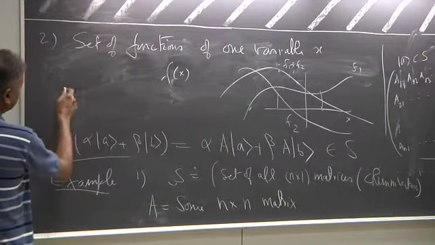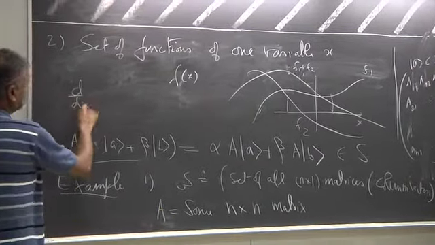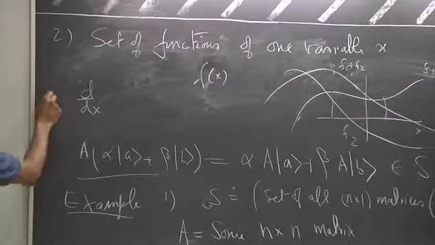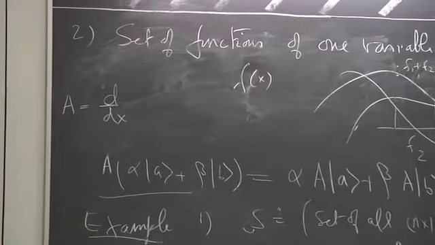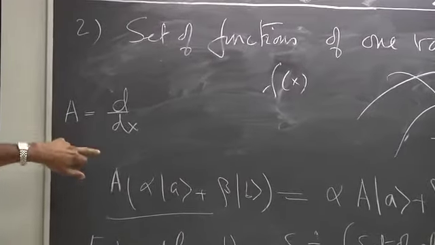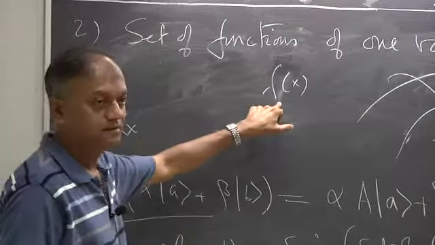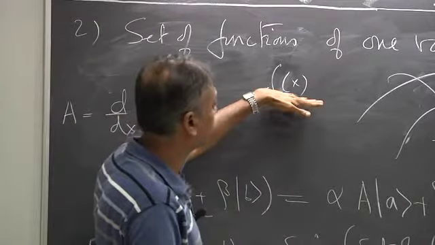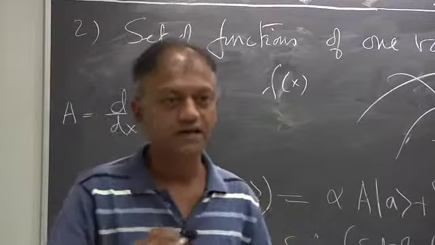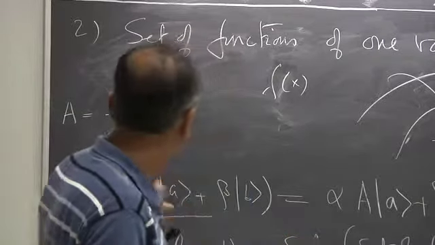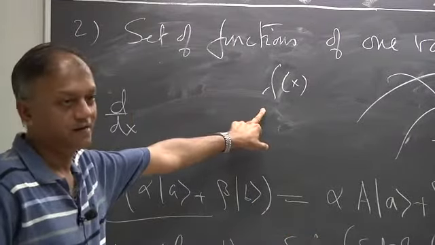Now consider an operator, for example, d by dx. D by dx is an operator. I'm just giving an example. So d by dx acting on this function. I'm going to assume that these functions f are continuous, differentiable and all that stuff. So d by dx acting on that will be again another continuous function.